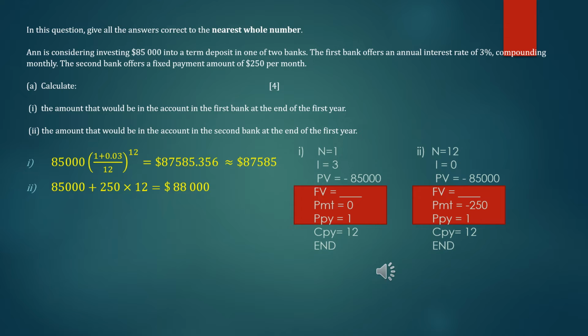Or you may also use your finance solver, where the I is 0, same PV, required is FV, but there is a monthly payment of 250, negative 250, because you are taking this from your money. PPY is 1 and CPY is 12. Oh, I mixed this up. And then you will still be getting the same result.